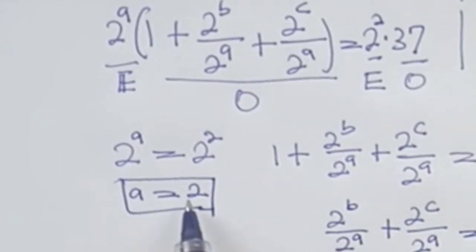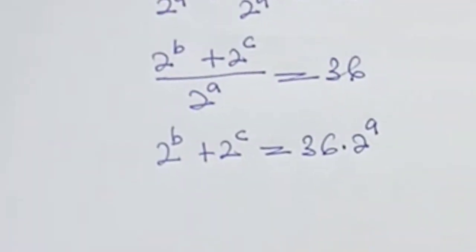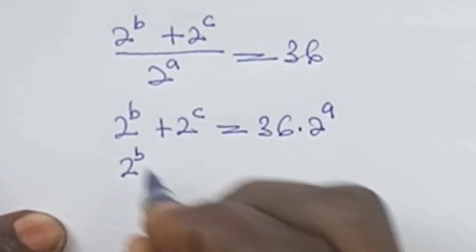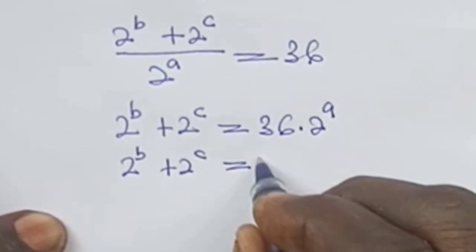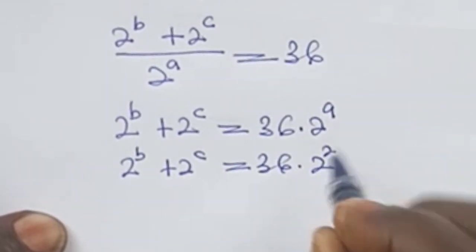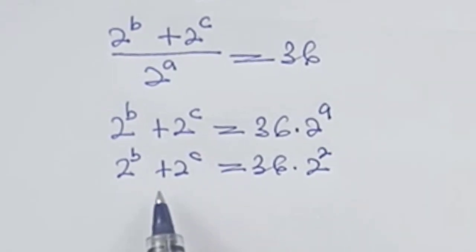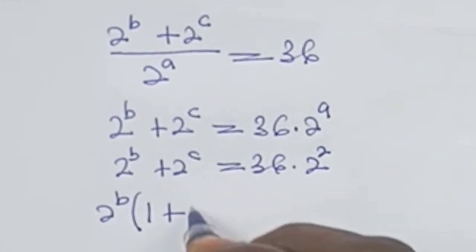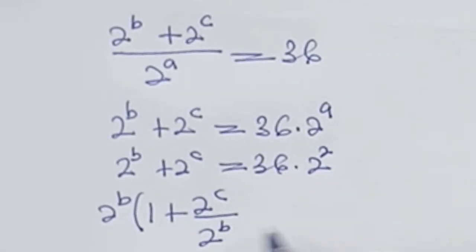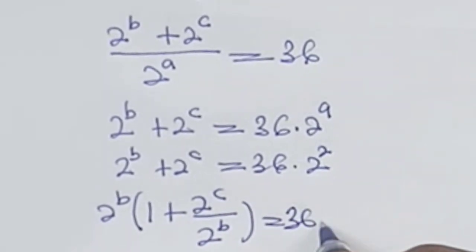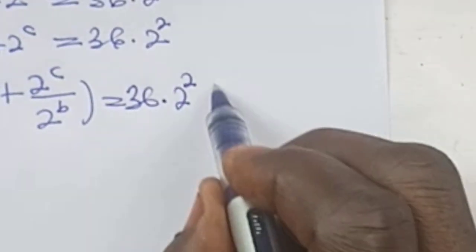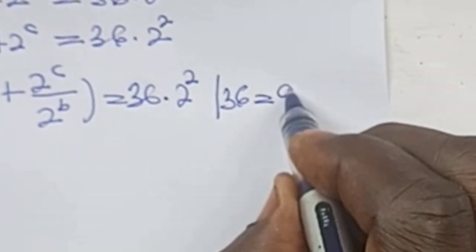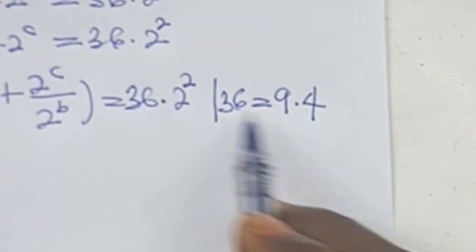And here we have a equal to 2. So we have 2 to the power of b plus 2 to the power of c equals 36 times 2 to the power of 2, in place of a. So here again we can factor out 2 to the power of b, so that the next line becomes 2 to the power of b into 1 plus 2 to the power of c over 2 to the power of b, and this equals 36 times 2 to the power of 2. But 36 can be split into 9 times 4. So in place of 36, we're going to write 9 times 4.